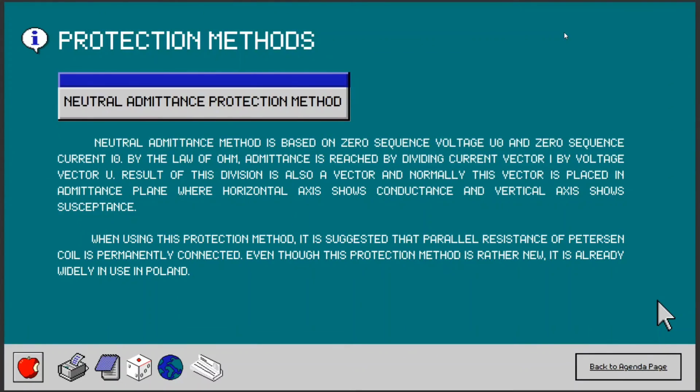So when using this method of protection, it is suggested that the parallel resistance of the Peterson coil is permanently connected. Even though this protection method is rather new, it is already widely used in Poland and other countries.